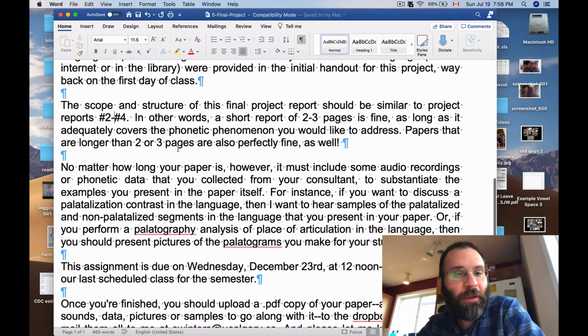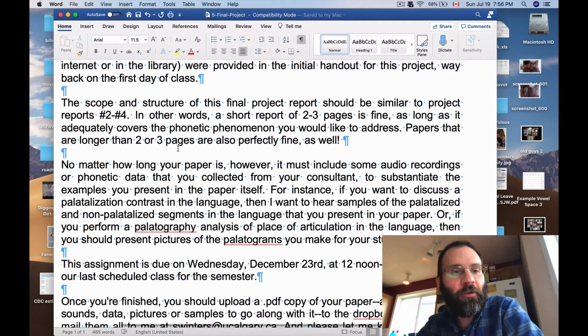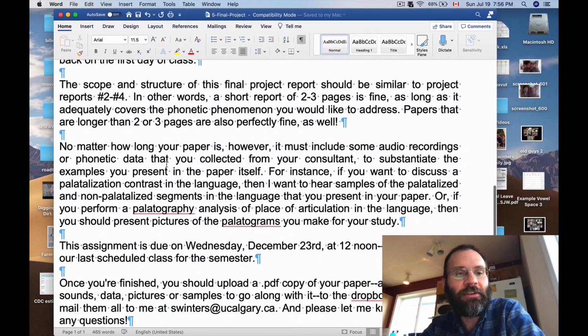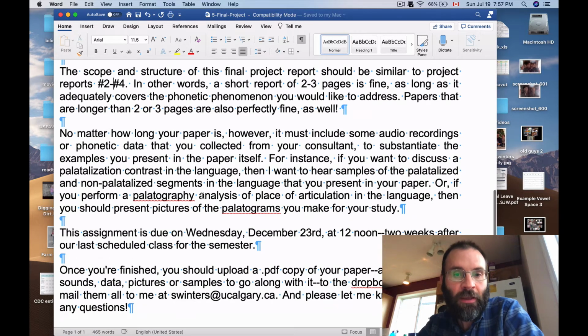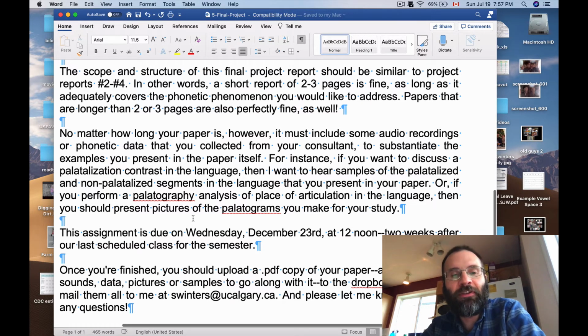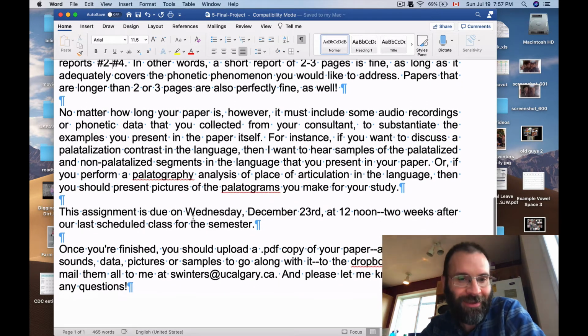No matter how long your paper is, it must include some audio recordings or phonetic data that you collected from your consultant to substantiate the examples you present in the paper itself. For instance, if you want to discuss a palatalization contrast in the language, then I want to hear samples of the palatalized and non-palatalized segments of the language that you present in your paper. Or, if you don't want to make audio recordings but instead perform a palatography analysis of place articulation in the language, then you should present pictures of the palatograms that you make for your study.